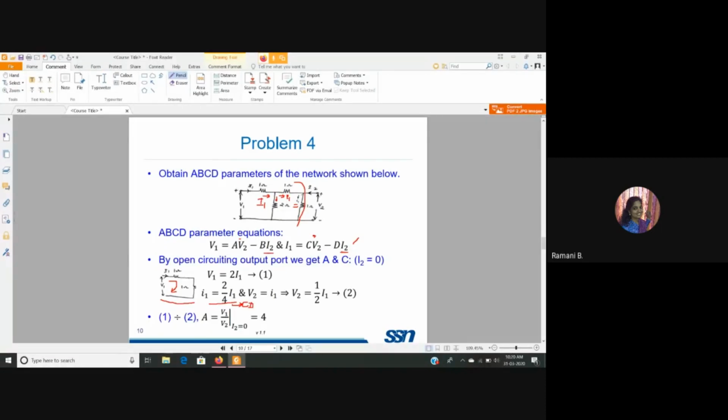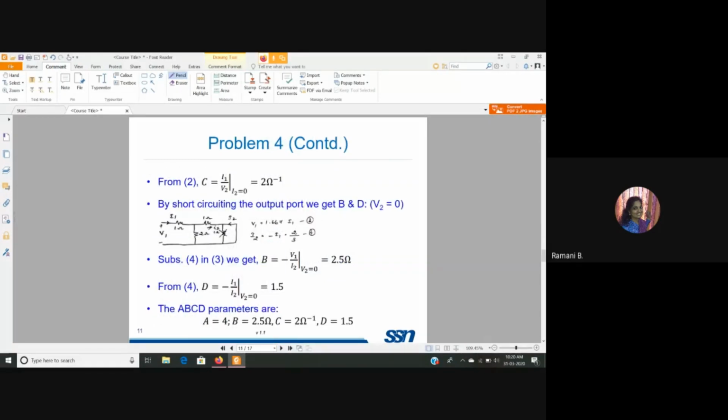Okay. Therefore, we can say V2 is the voltage drop across this 1 ohm resistor. So I have this to be 1 into small I1. Substituting with capital I1, we get this expression. Now we can find A, so A is V1 by V2. Dividing 1 by 2, we get the answer to be 4. And for C, it is I1 by V2. Directly from this equation, you can get it. So I1 by V2 is 2 ohm inverse.